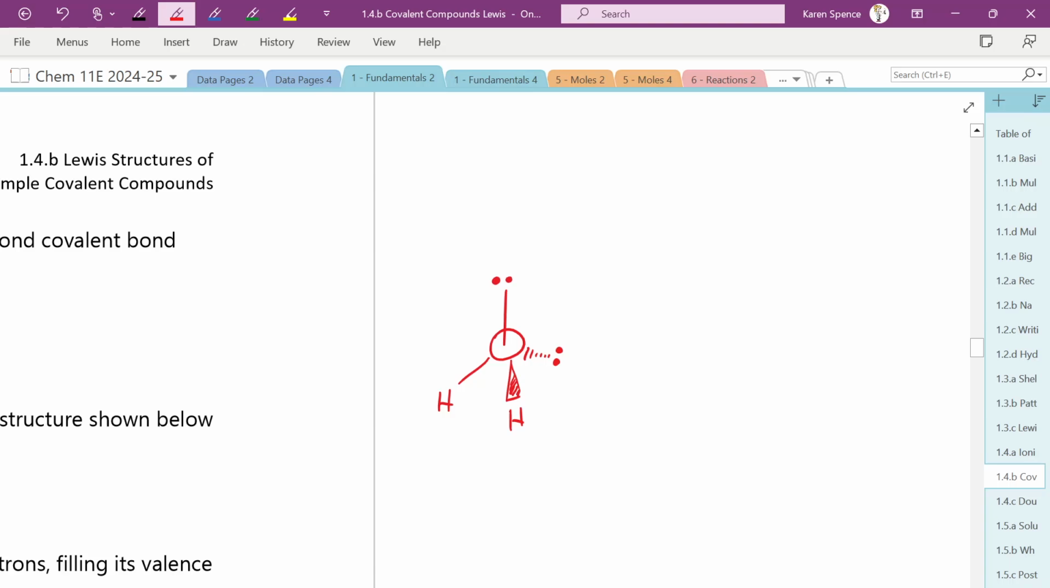Okay, so I have a lone pair of electrons there, and I have a lone pair of electrons there. So I essentially have 4 areas where I have electrons. I've got bonding electrons here, bonding electrons here, lone electrons here, and lone electrons here. And this forms a shape called a tetrahedron. Okay? This is a tetrahedral shape.